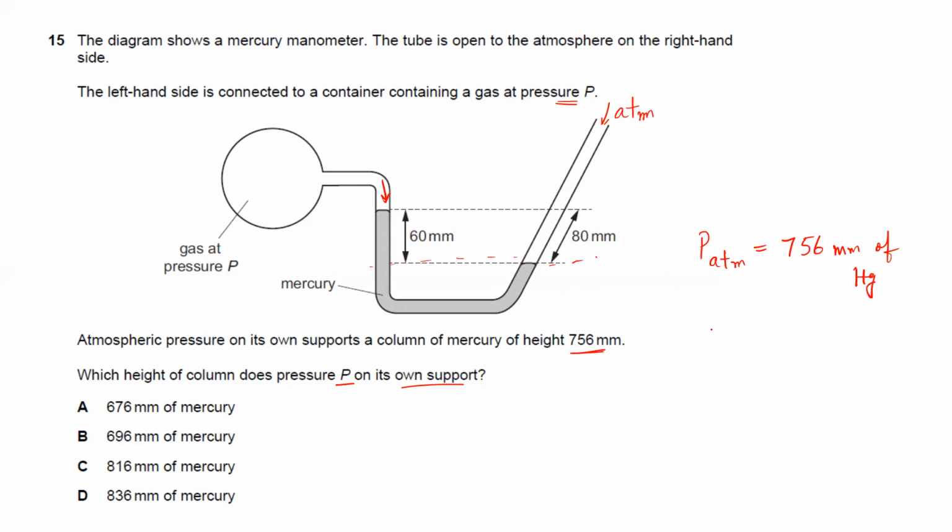So the height of column which pressure P supports will be 756 millimeters of Hg minus 60 millimeters of Hg. If we subtract these two values, it comes out to be 696 millimeters of Hg. Hg is, remember, mercury. 676 no, 696 yes, 816 no. So this is the right answer. Answer B is the right choice we have.